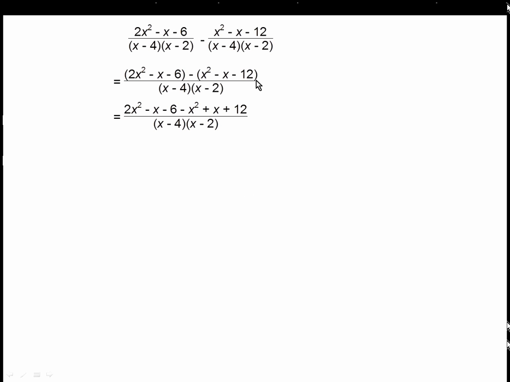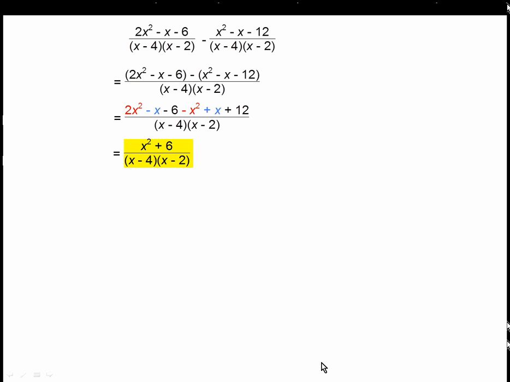As time goes on, we may be able to go from this step to this step in our heads. Now we combine similar terms. For the x squares, 2x squared minus x squared is just x squared. For the x's, minus x plus x is 0, so there's no x term. And for the constant, minus 6 plus 12 is plus 6. So I have x squared plus 6 in the numerator, x minus 4, x minus 2 in the denominator. Nothing cancels, I'll leave it alone. If you really want to multiply out the denominators, you can, but there's nothing to be gained from doing that. I would just leave it alone.